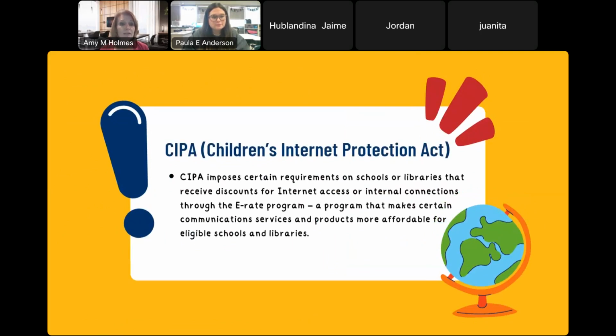I'm not sure if you're aware of the CIPA, or Children's Internet Protection Act. CIPA imposes certain requirements on schools and libraries that receive discounts for internet access or internal connections through the E-rate program, a program that makes certain communication services and products more affordable for eligible schools and libraries. So we are a part of this.